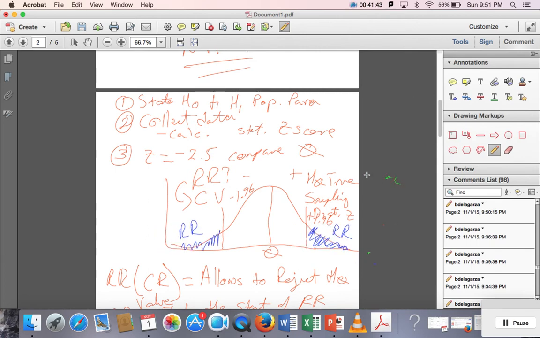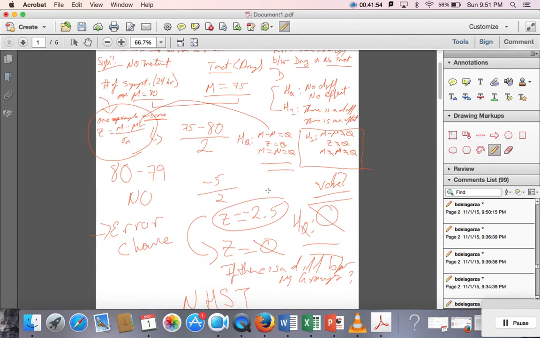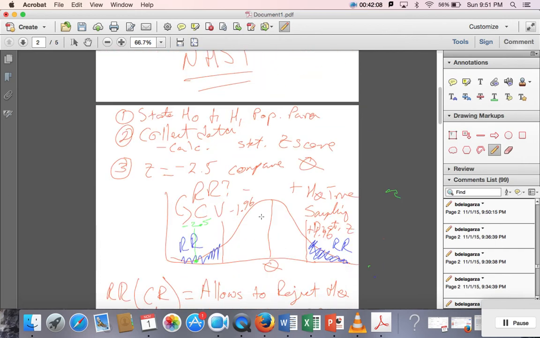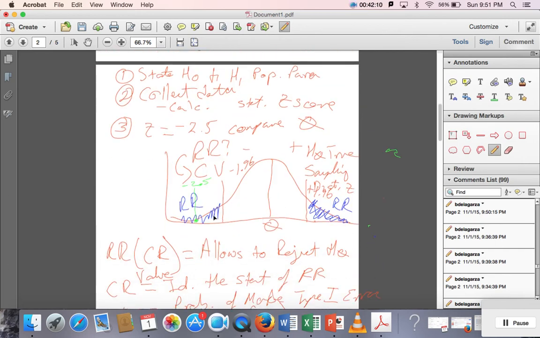Okay. So here I go and I find negative 2.5. Where did I get negative 2.5 from? Remember, that's the statistic I calculated in my example. In other words, I looked at the difference between my average of 75 and the population average of 80, divided it by my standard error of 2, and that gave me a negative 2.5. So now I want to know if negative 2.5 is extremely different from the 0 value.